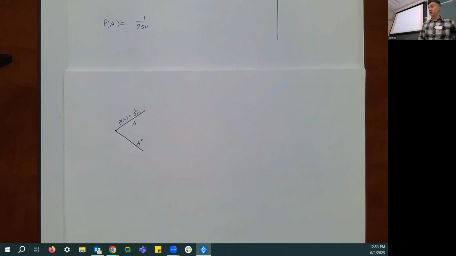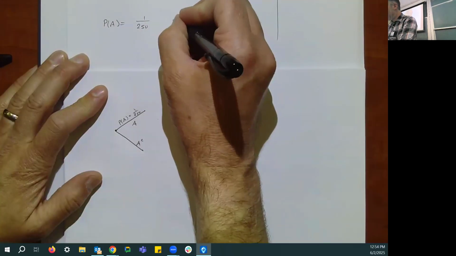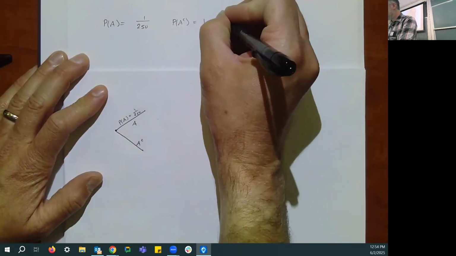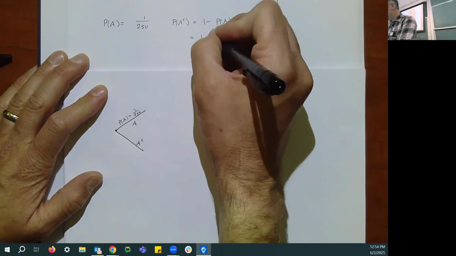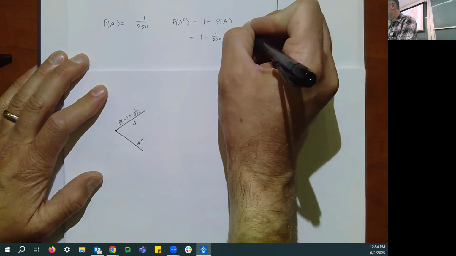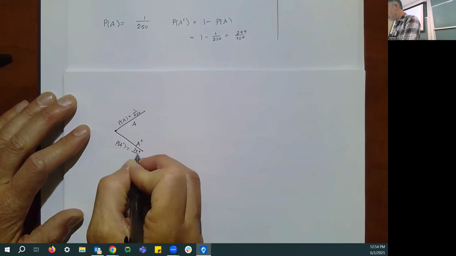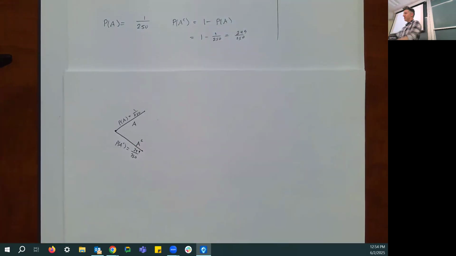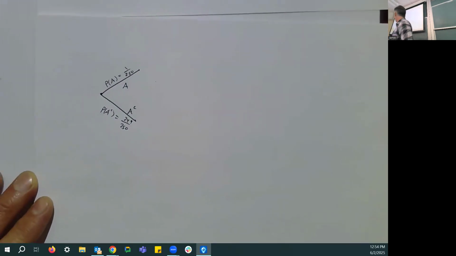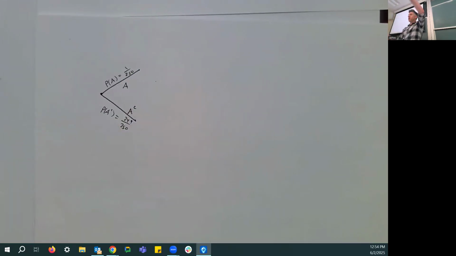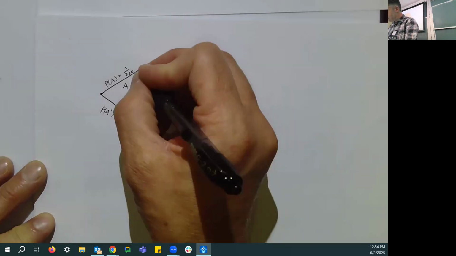So the probability of A is 1 out of 250, which means we also know the probability of not having the disease. It's all the leftovers. It's 1 minus the probability of A. So the probability of A complement is 1 minus 1 over 250, or 249 over 250. One thing that's nice about these tree diagrams is that every branching, the branches should always add up to 1 or 100%. Because one of those two things has to happen. And if you sum all the probabilities together of all possibilities, they always have to add up to 1 or 100%.